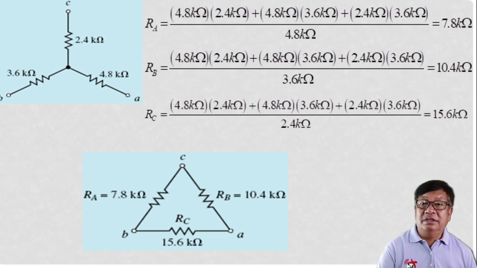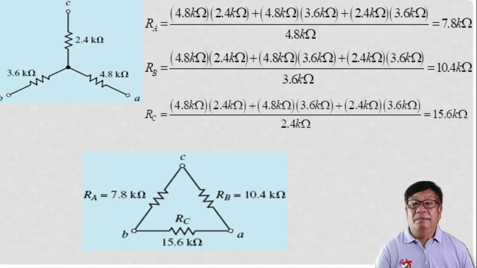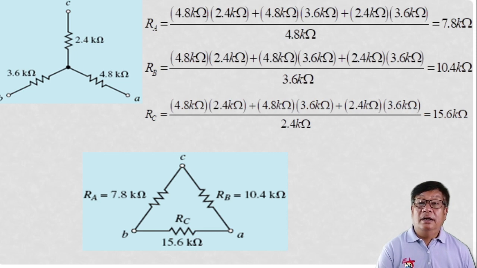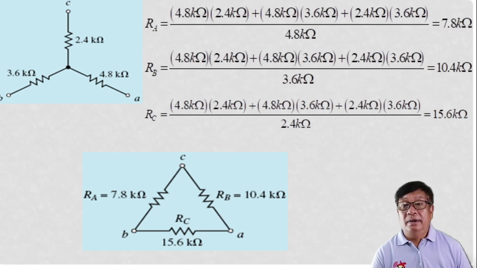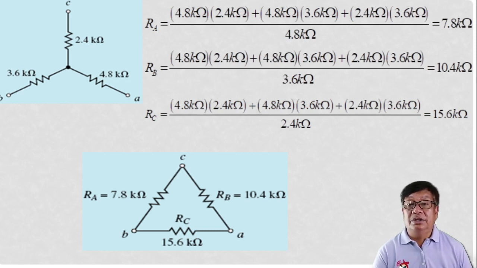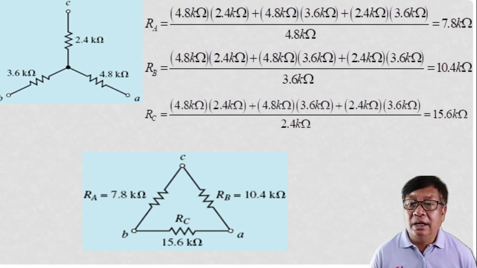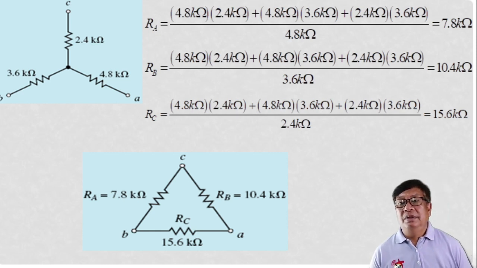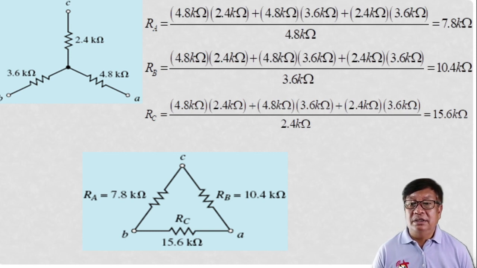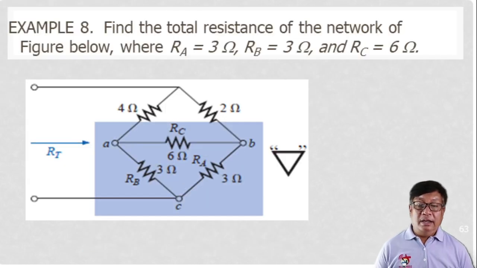Similar solution for R sub B. It is the product of the resistors in the numerator, these two resistors, and the denominator, since this is R sub B, is the opposite resistor. So what is the opposite? That is 3.86. Okay, so we have this solution here. You have R sub A, R sub B, and R sub C. This is our answer. Now, another example.